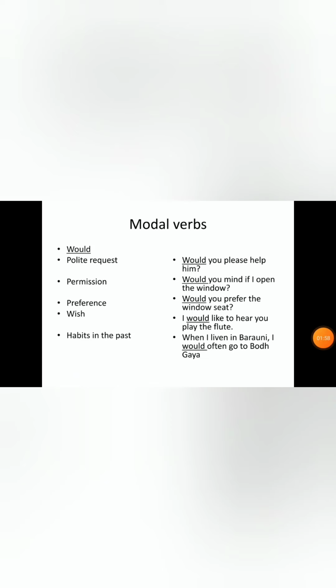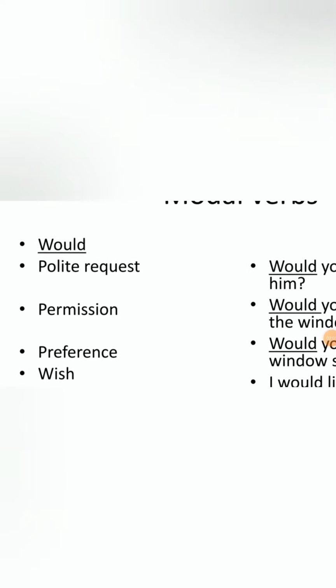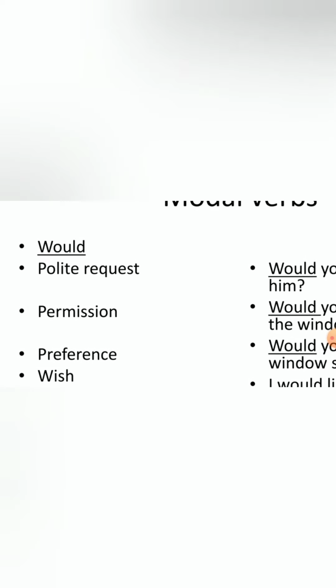Next modal verb is would. Would is the past tense form of will. It is also a conditional verb that indicates an action that would happen under certain conditions.